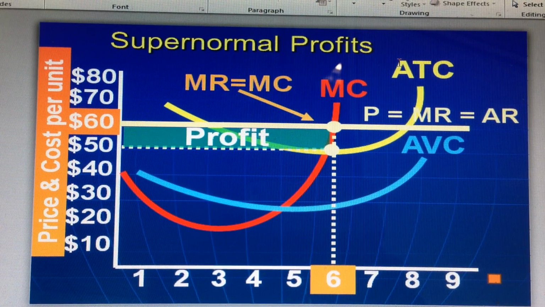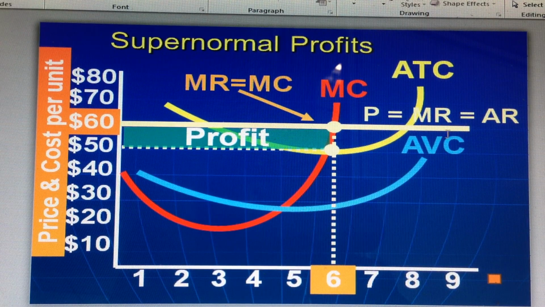For supernormal profit, this side is the price or the cost, whichever, depending on whether you are looking at the cost curve or the price curve. So this y-axis can be price or cost. The x-axis will be the output, the quantity. So if you look at this particular graph, we are talking about supernormal profit. Now, I will go through very slowly. So look at the graph.